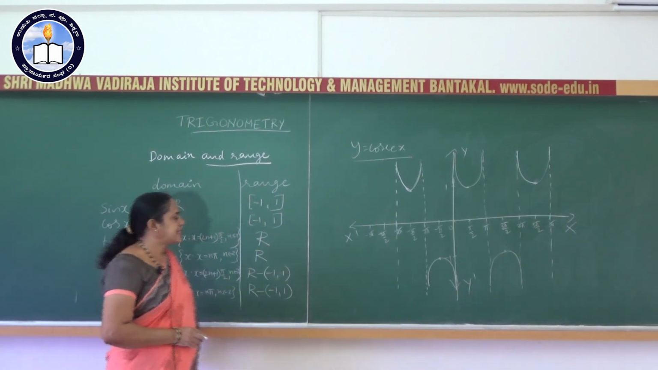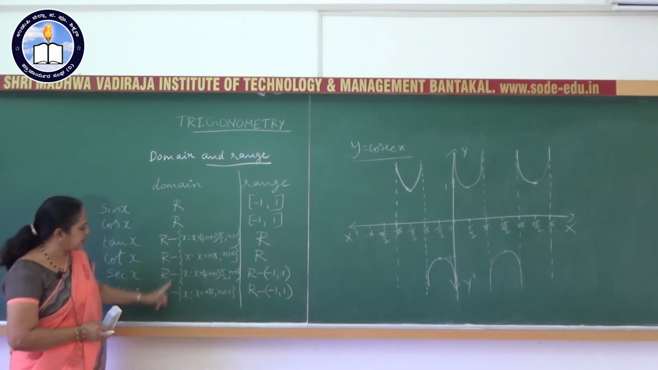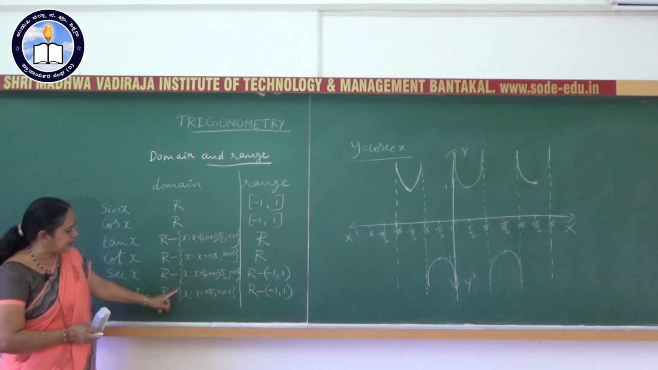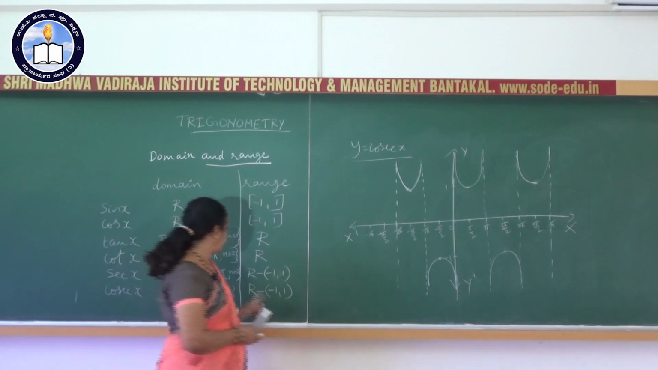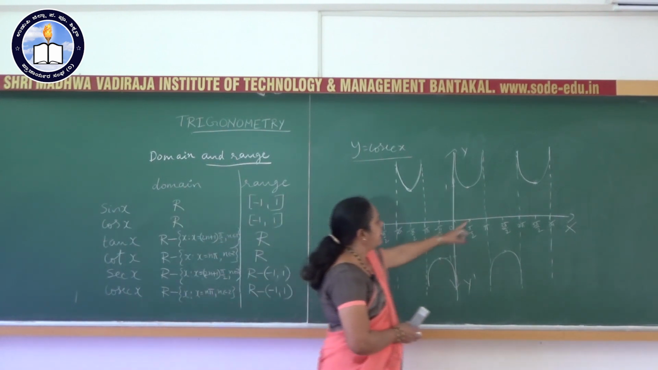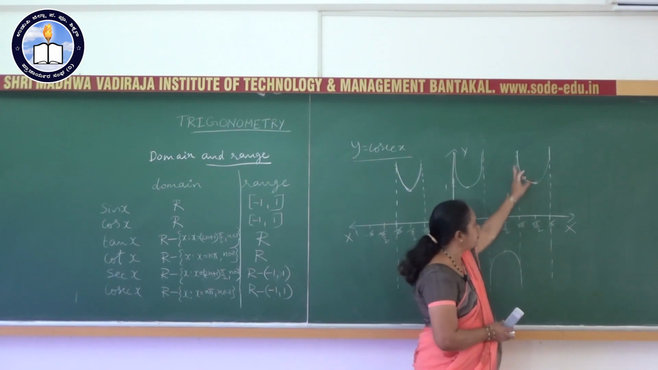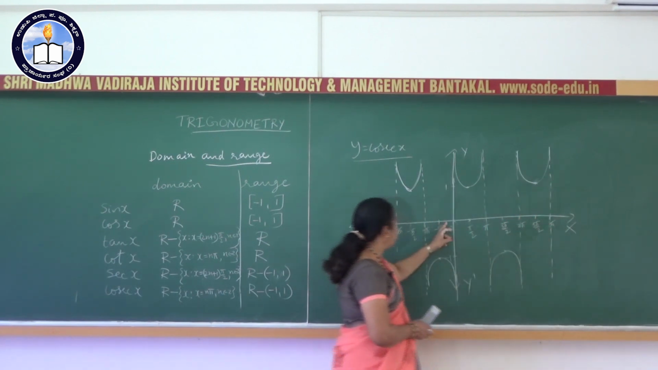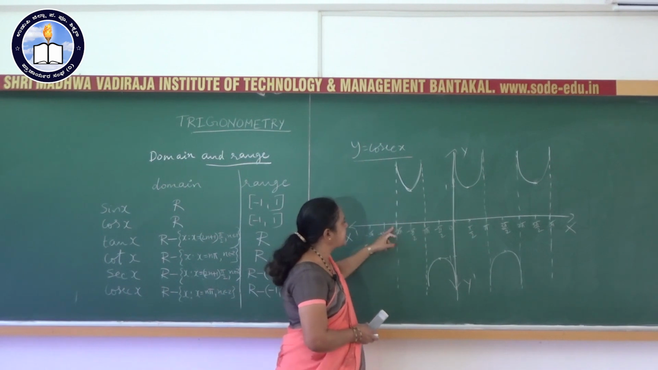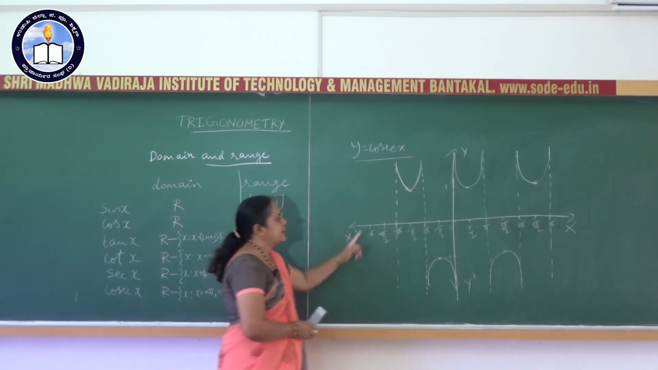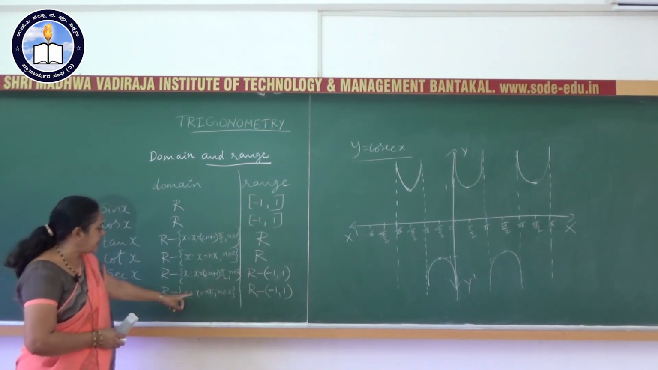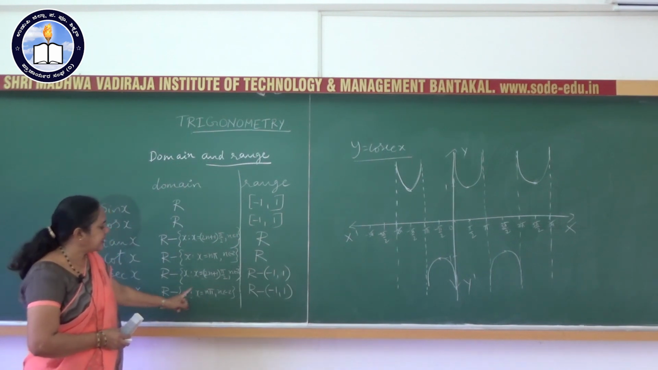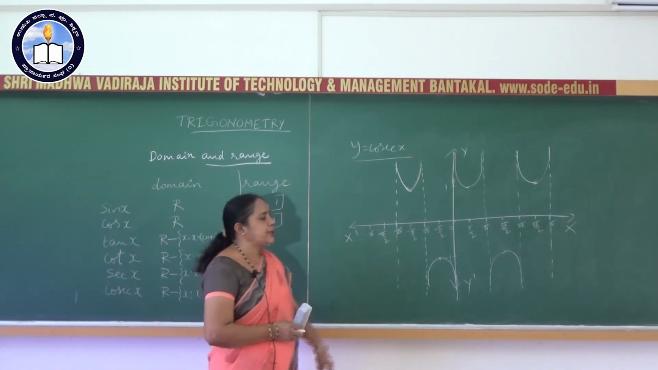From the graph it is clear that what is the domain of cosecant x? It is the set of all real numbers except the real numbers x is equal to n pi. So cosecant x is not defined when x is equal to pi, 2 pi, 3 pi, or minus pi, minus 2 pi, etc. So for integral multiples of pi, cosecant x is not defined. The domain of cosecant x is the set of all real numbers except x is equal to n pi.